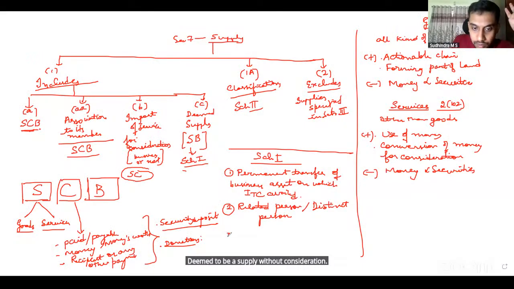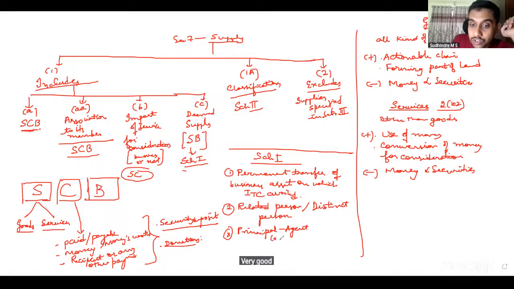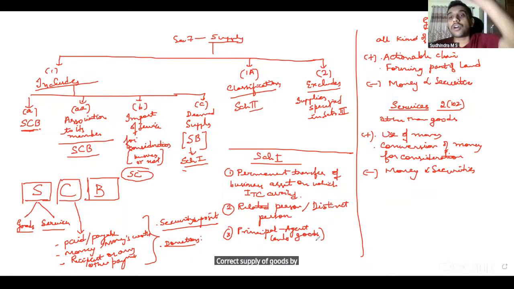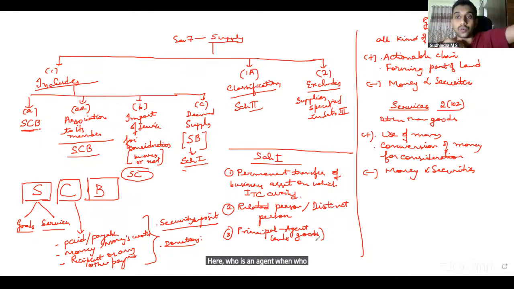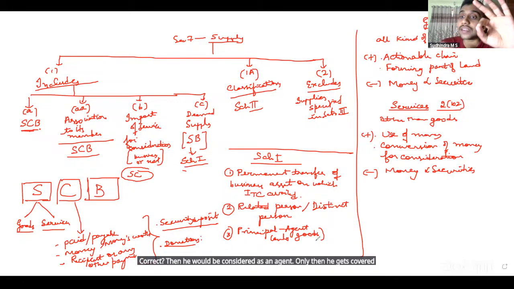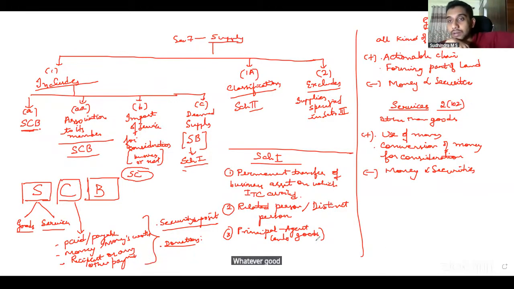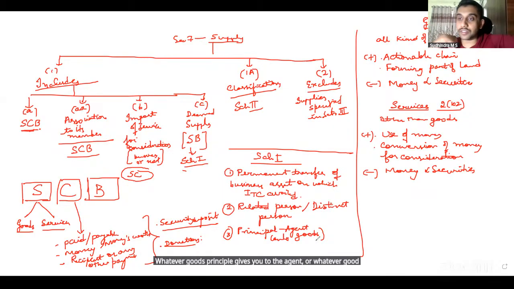Then the third one, principal and agent. What is covered here? Only goods. Supply of goods by principal to agent or vice versa. Here, who is an agent? One who issues the invoice, or the invoice is received in the name of the agent. Then he will be considered as an agent. Only then he gets covered under Schedule 1. In that case, whatever goods the principal gives to the agent, or whatever goods the agent gives to the principal, without consideration, will be deemed to be a supply. That was the third one.